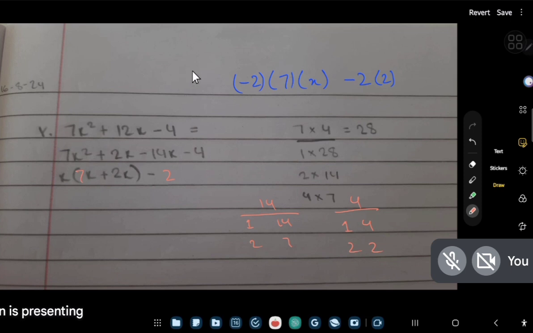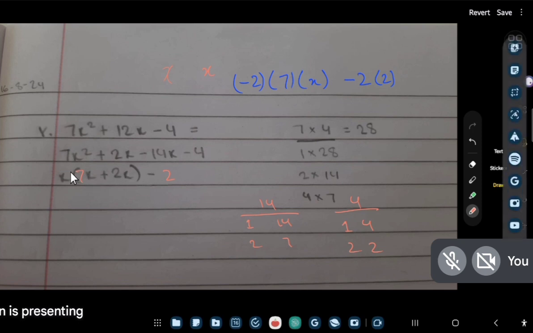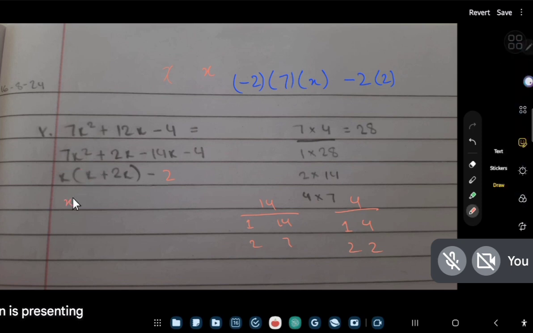Sorry. Acha, when you try writing x, use this. So you go here and then you go the other way. So it's like two curves. The way you write it, it looks like a K. So that can make you lose points. So try not doing that. So when you take x common here, you'll get x bracket 7x plus 2.